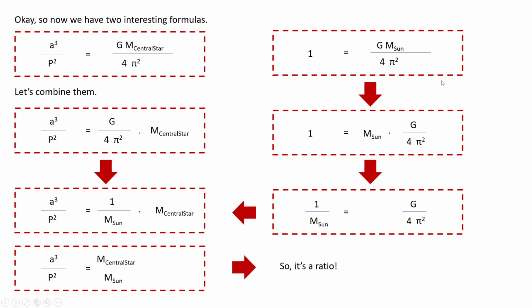Let's start on the right hand side. If I rewrite this, I can actually move m sun in front of this whole part. So I get 1 equals m sun times G over 4 pi squared. Then I divide both sides by m sun. So 1 over m sun equals this whole thing over m sun, and of course m sun will then cancel out. So it says 1 over m sun equals G over 4 pi squared.